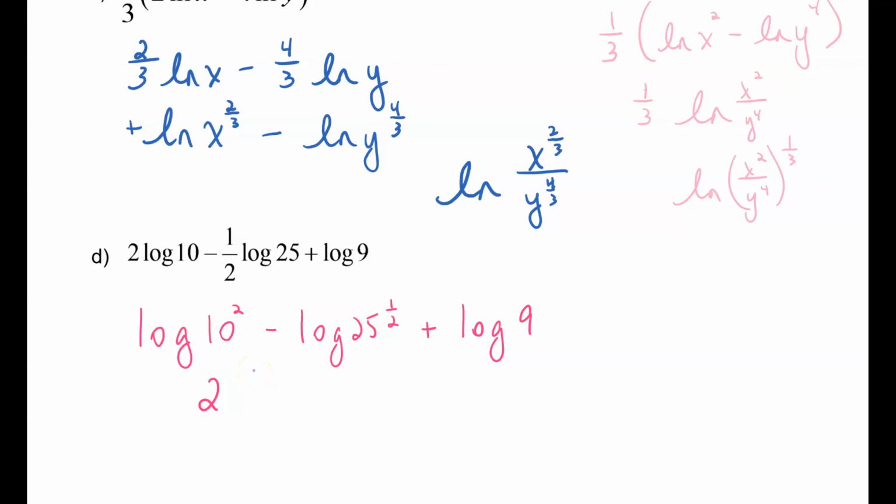It's just 2 now. That's the value of it. Right? Because remember, this is going to be log base 10 of 10 squared, which is equal to 2. So that would take care of that term there. And then we would have minus log of 25 to the 1/2 is, remember, if you're taking the square root of 25, can it be negative? No, it can only be positive. Okay, plus log of 9.